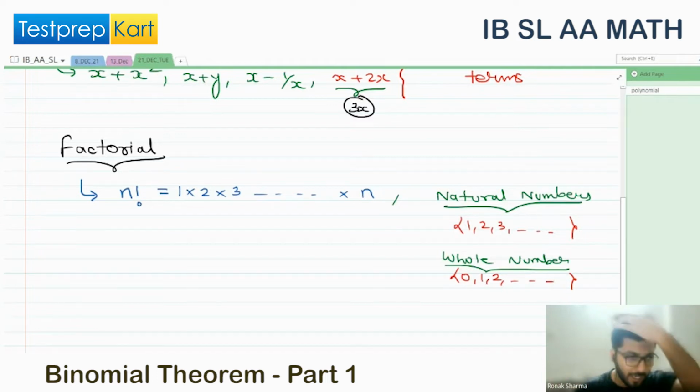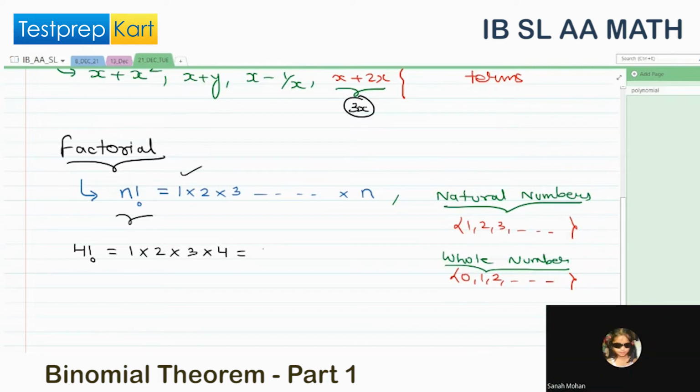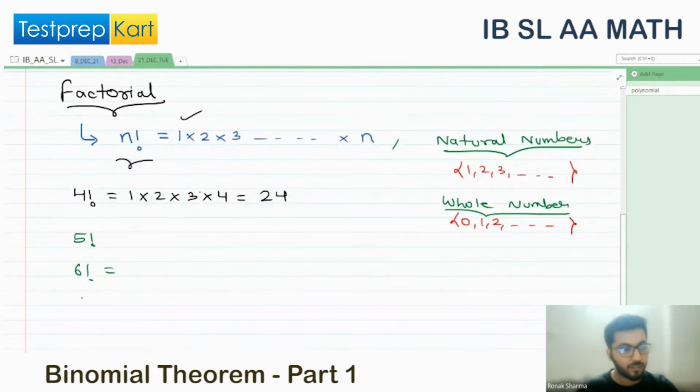So n factorial is taking the product of the natural numbers starting from 1 and going till n. If I ask you what will be 4 factorial, it is 1 into 2 into 3 into 4. That is 2 into 3, 6, 6 into 4, 24. So the value of 4 factorial is 24. Can you tell me the value of 5 factorial, 6 factorial, and then 3 factorial, 2 factorial? Calculate all four values now.